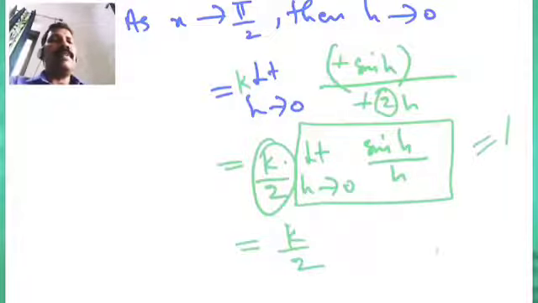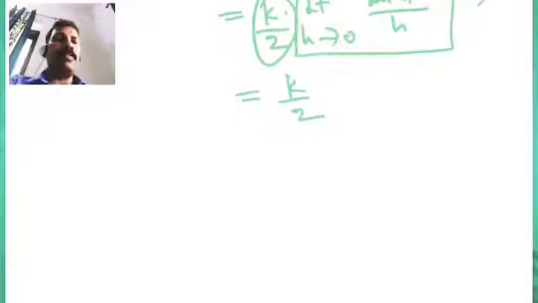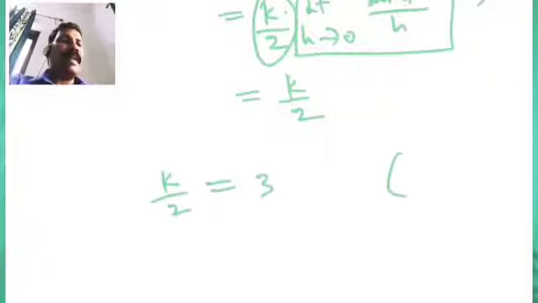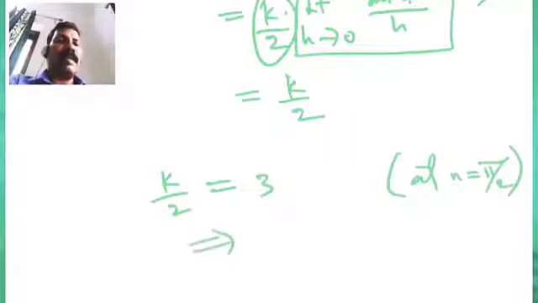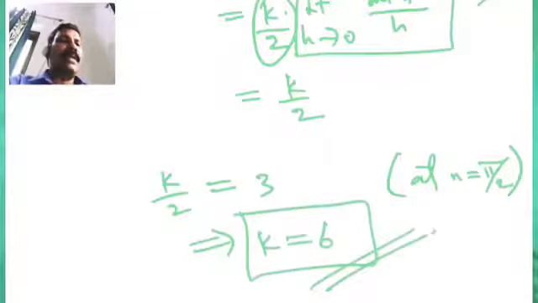So we have limit value is equal to k by 2 and functional value was 3 at x equal to pi by 2. Which implies k is equal to 6. So when k is equal to 6, the given function will be continuous.